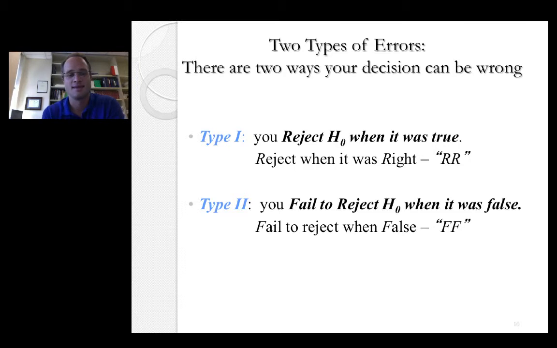Okay? The type 2 error, the second type, is when you fail to reject a null that you should have. Okay? You failed to reject a null when it was false. So I remember this as FF, failed to reject when false.